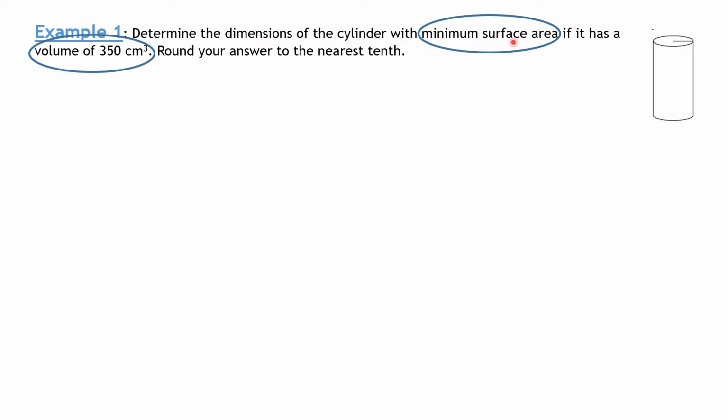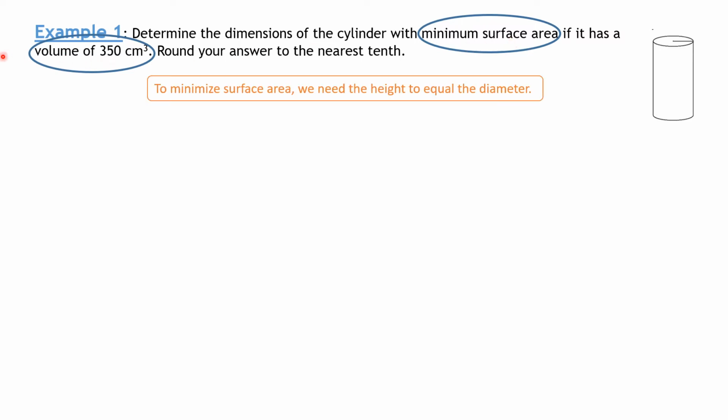So we know that a minimum surface area is also the same as a maximum volume. Those two things are going to happen at the same time. And to minimize surface area, we need the height to equal the diameter. So let's talk first about the one that we actually have a number for, which is the volume. This is the only number we have in this question, so let's start with that. The formula for volume is pi r squared h, but remember, our height is equal to the diameter, which is equal to 2r, because the question said minimum surface area. So if we're talking about a minimum surface area or a maximum volume, this is true. We need the height to equal the diameter.